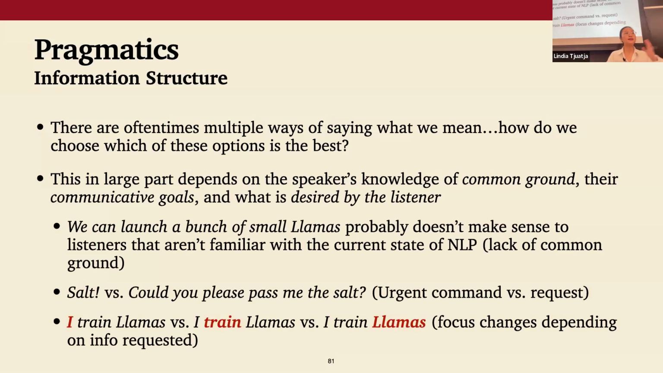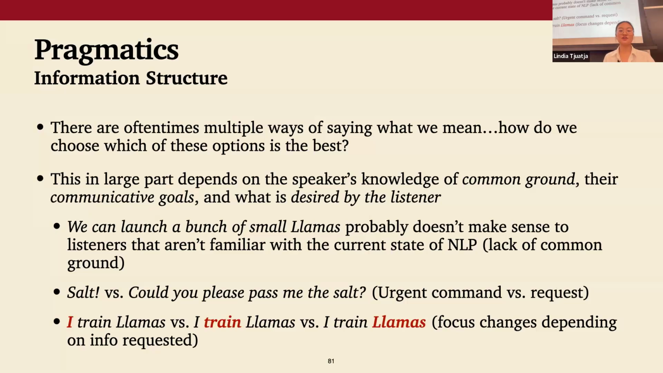So this in large part comes from 3 different things. First, a speaker's knowledge of common ground, like what are the implicit assumptions they are making about what they and the listener interact with, what they have in their environment. Second, what is their communicative goal? Is your goal to acquire something? Is it to answer a question? And then finally, related to the question, what is actually desired by the listener?